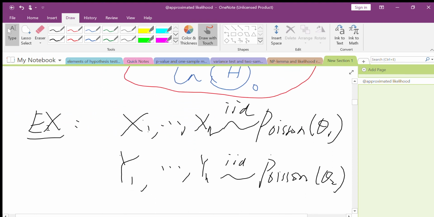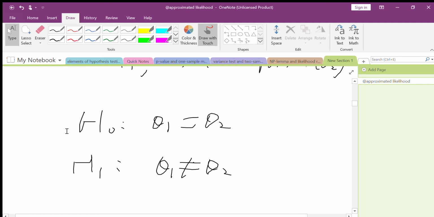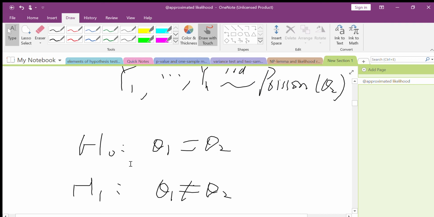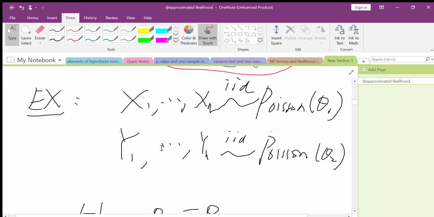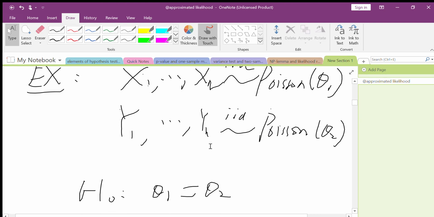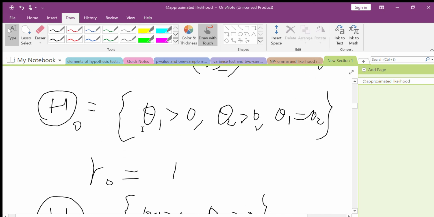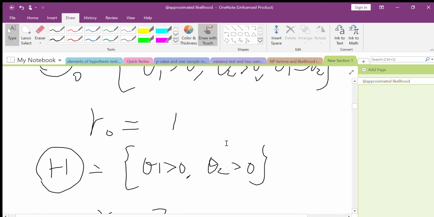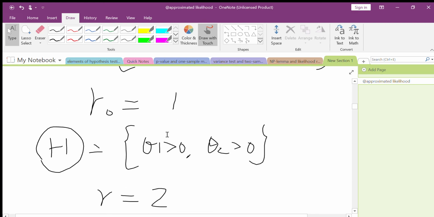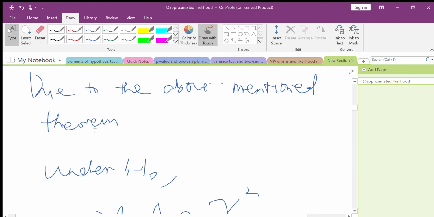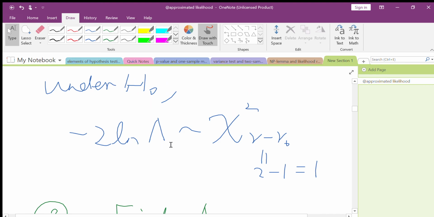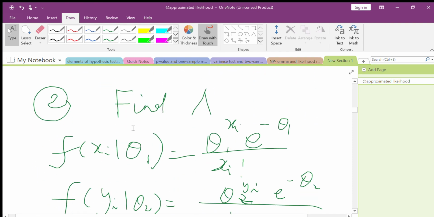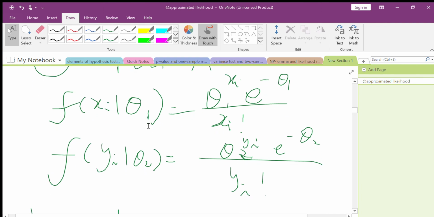Then we give you an example of this test. H0: theta1 equals theta2, H1: theta1 not equal to theta2, when two random samples follow Poisson. So we first rewrite the parameter space, and we find the number of free parameters in the null parameter space and global parameter space, and apply the theorem. Under H0, -2 log Lambda is chi-square with r minus r0 = 2 minus 1, degree of freedom 1. So the key issue is to find capital Lambda. To find capital Lambda, review the PDFs.